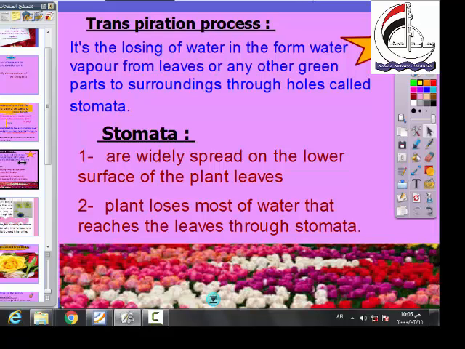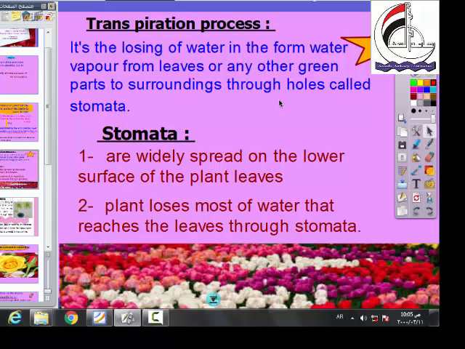What is meant by transpiration process? Transpiration process is the losing of water in the form of water vapor from leaves or any other green parts to the surrounding, primarily through holes called stomata.